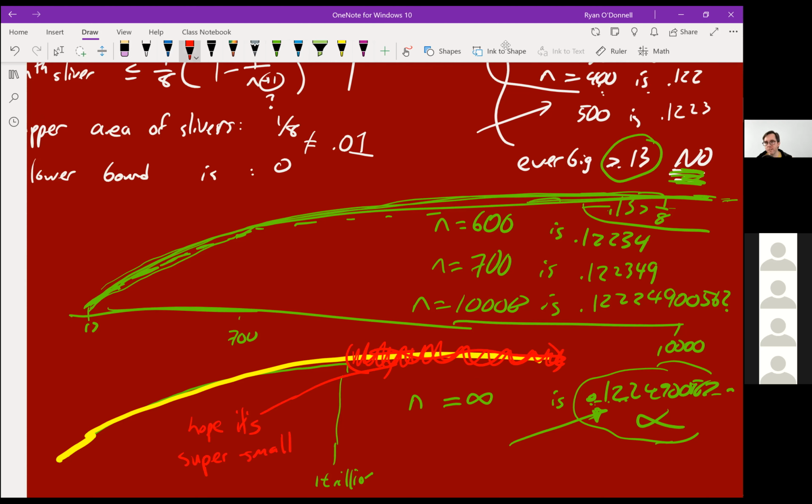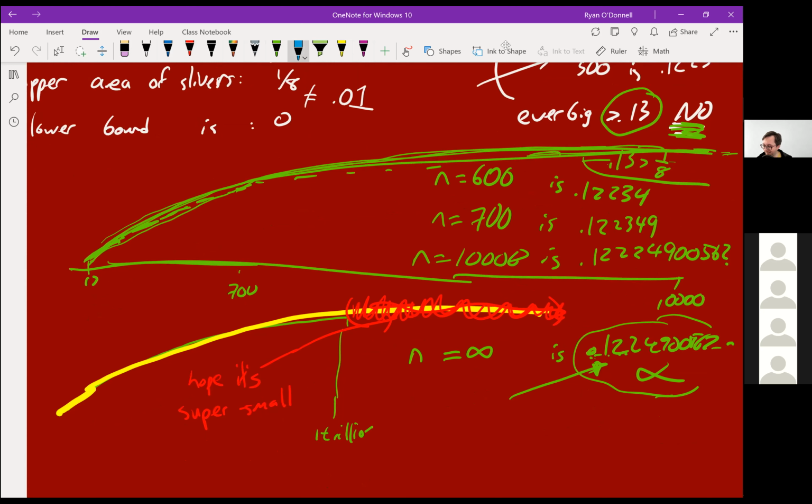In fact, how small do you hope this is? Order 1 over n. Right. Yeah, very good. Exactly. Order 1 over n. So obviously when n equals 1 trillion, if you could show that, life would be so great.